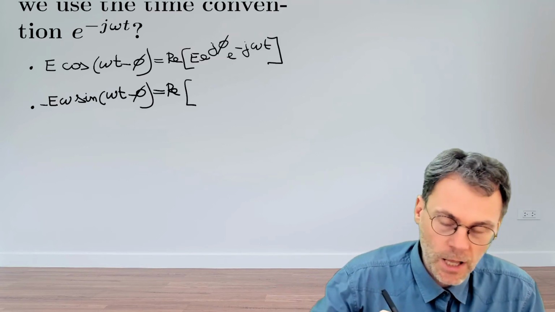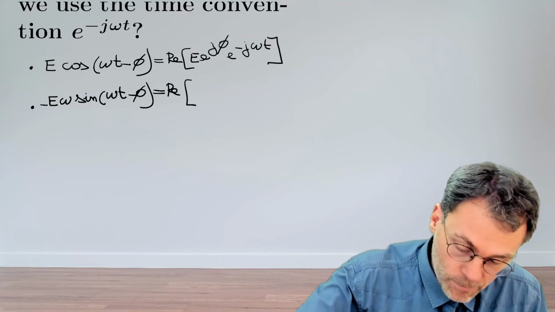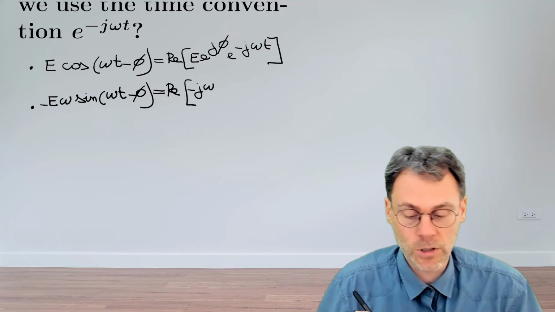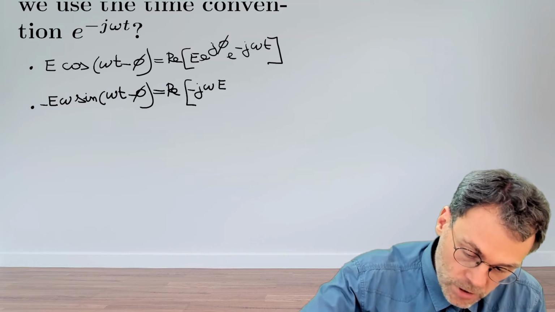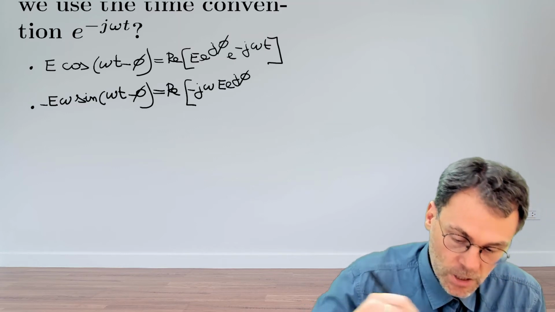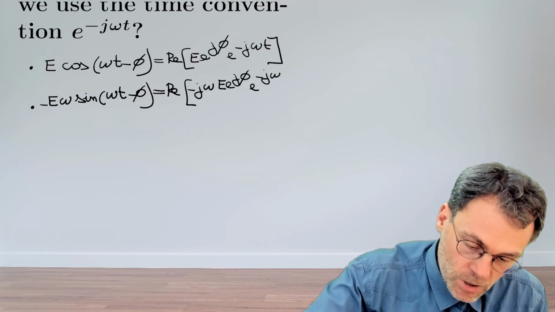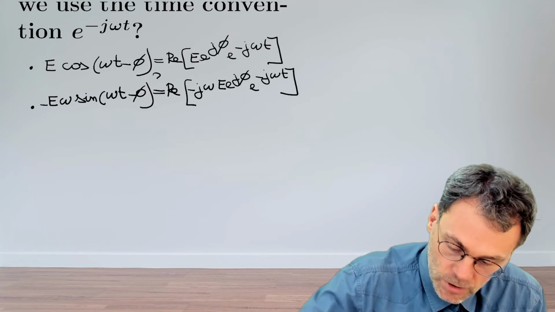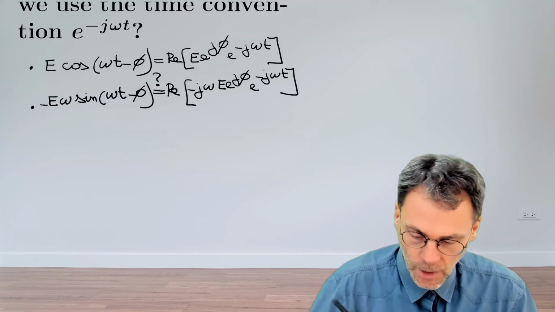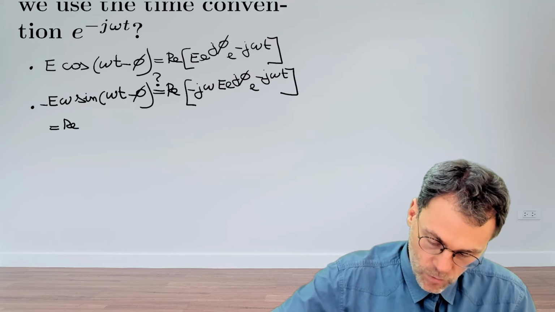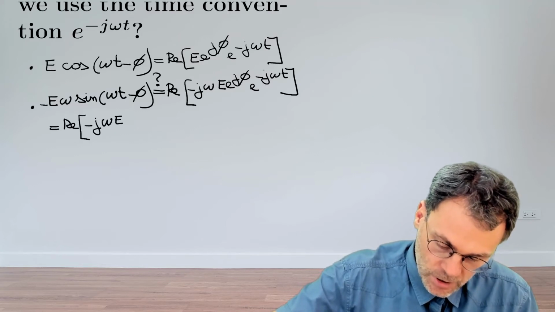And we have a hunch that rather than multiplying by j omega, we should multiply by minus j omega. So let's see if this works. Is this equal to minus j omega, and then our original phasor, exponential j phi, exponential minus j omega t? So this is a question mark, and we need to show that this is indeed true. So continuing with our equations, this becomes minus j omega E.